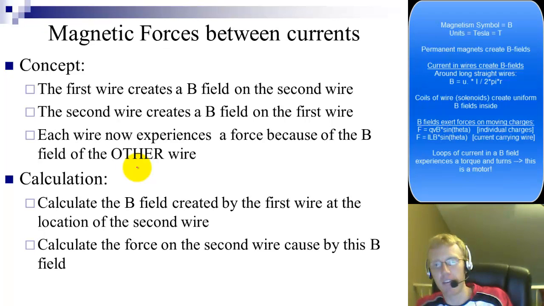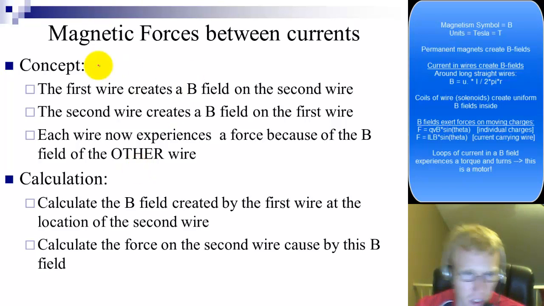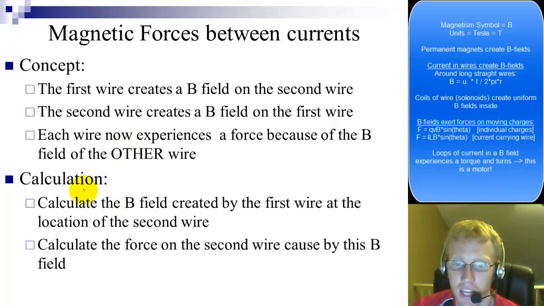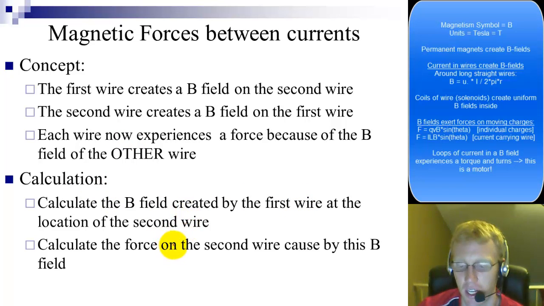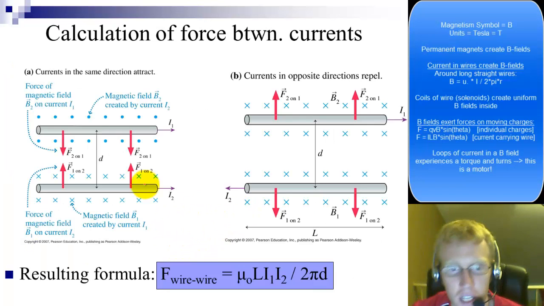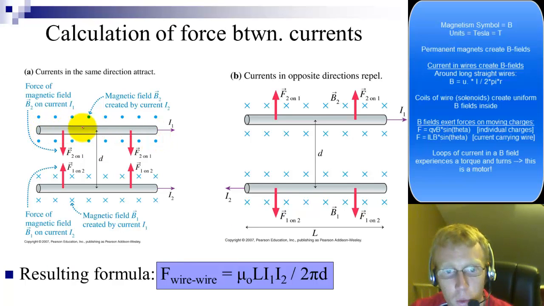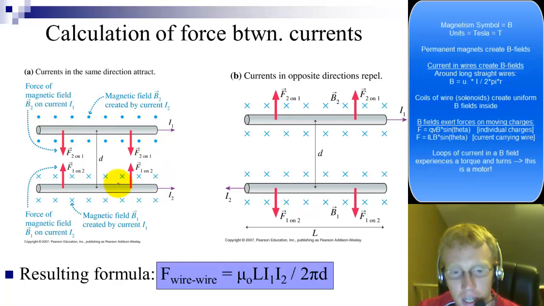And the net effect of that is either the two wires get pulled together or they get pushed apart, depending on the direction of the currents. So the two wires create magnetic fields that put forces on each other, and so we can calculate the magnetic field created by the first wire and then the effect of the force on the second wire. So this is pretty exciting. Here's a nice picture to kind of illustrate what's happening. The first wire will create a magnetic field over here, and this magnetic field coupled with this current will cause a force.